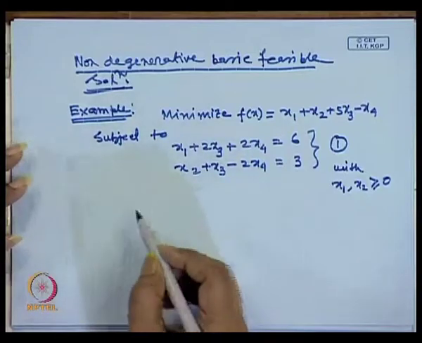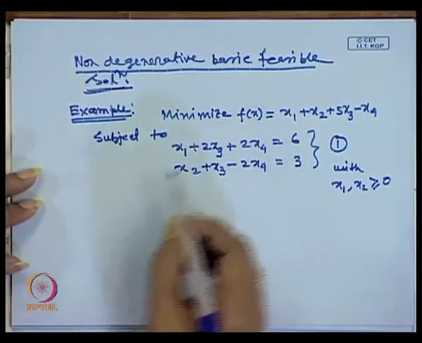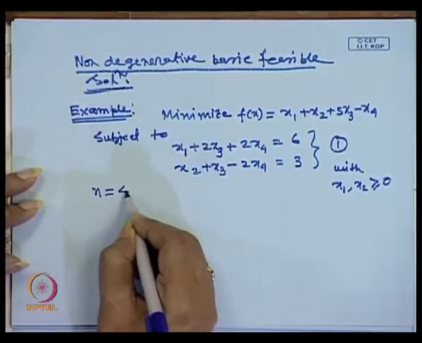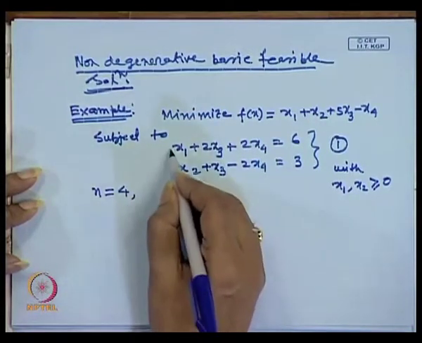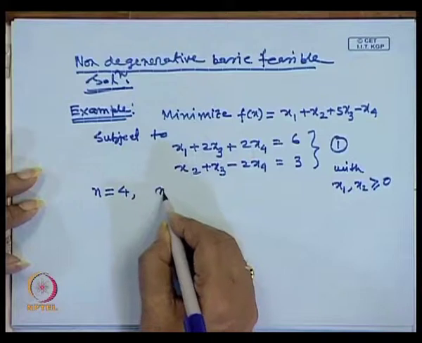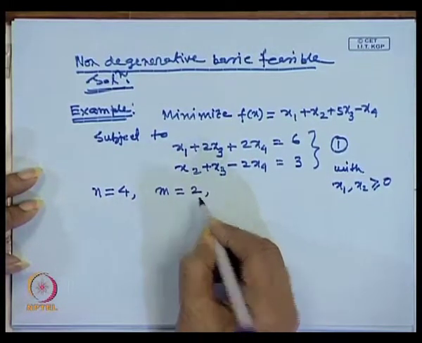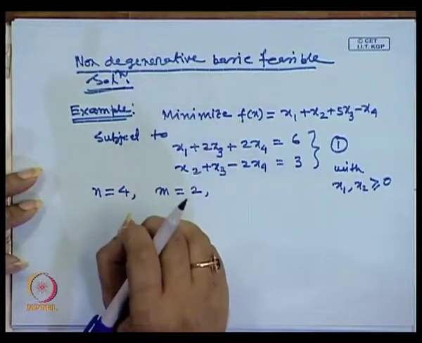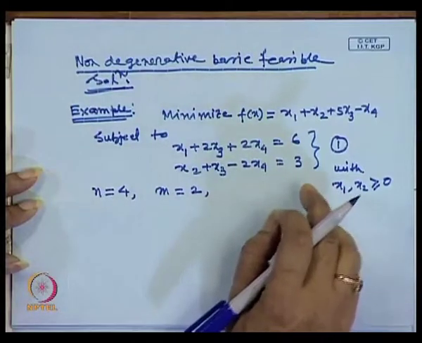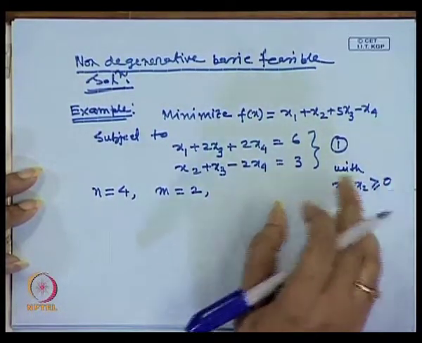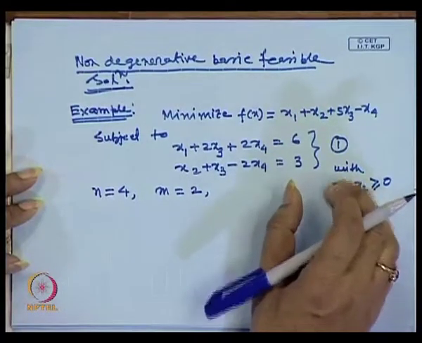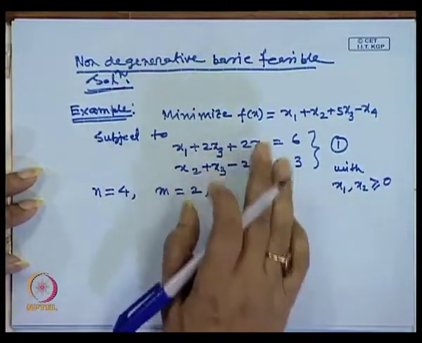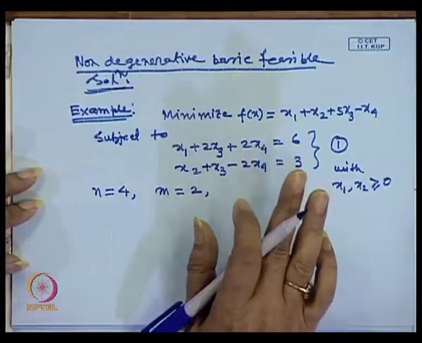Now, how many unknown variables are there? x1, x2, x3 and x4, so n is equal to 4. How many equations are there? m is equal to 2. So with 4 variables and 2 equations, n minus m is the number of non-basic variables. If we assign them to 0, we can find out the corresponding other variables, and that solution is called a basic solution.